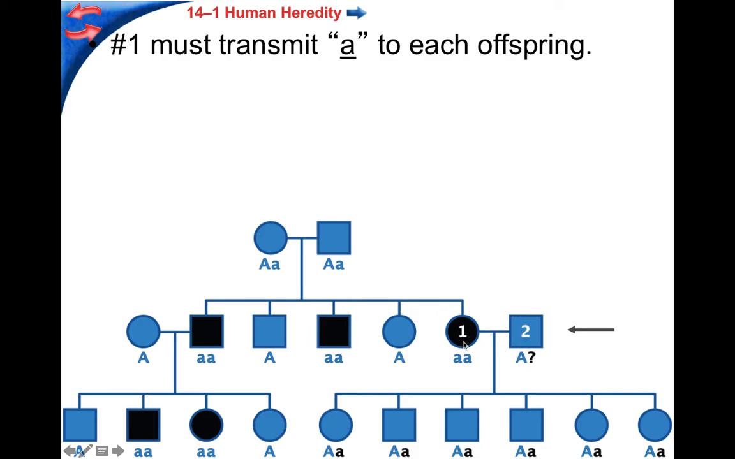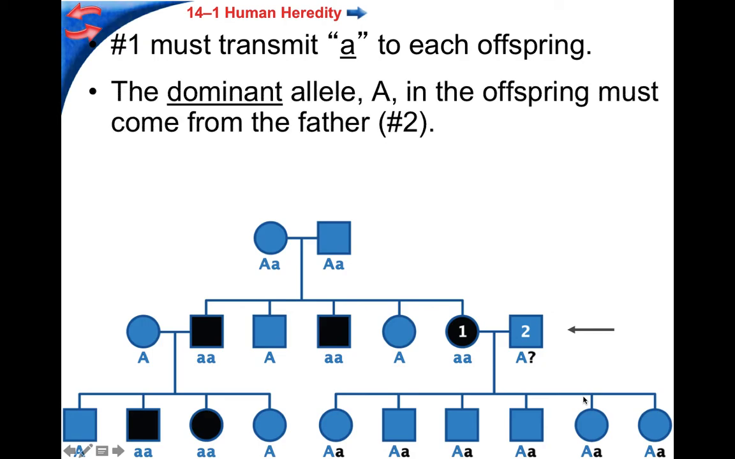They're not numbered in your notes, but I just numbered them 1 and 2 so I can refer to them. We know that number 1, who's this woman right here, has to give a lowercase a to each one of her kids who are in the bottom right hand of the pedigree. Because she has two recessive alleles, one of those recessive alleles has to go to each one of her kids. So notice I added a lowercase a to each one of these kids in the bottom right hand corner. Now, number 2, who's the dad of all these kids, we know the dad had to have given a capital A to each one of the kids because each one of them is not an albino.